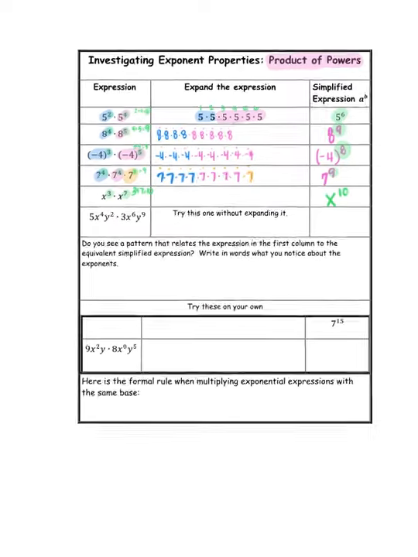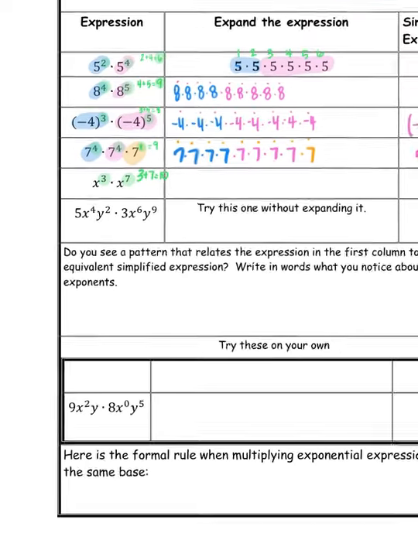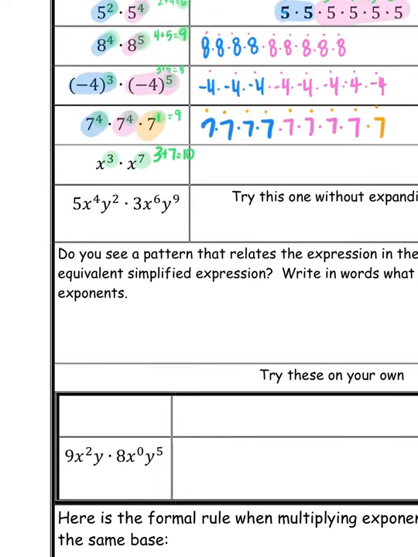Okay, so the next one, it says try this one without expanded form and look at all of this craziness. So this is going to go back to combining, kind of like combining like terms. We're only going to add exponents that have the same base. Okay, again, only adding exponents that have the same base. So in this case, we have two numbers. We're going to treat those individually. So we have 5 and 3.